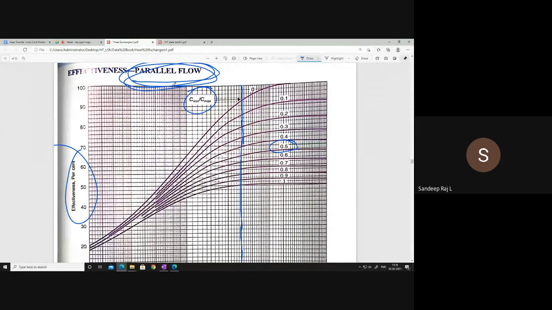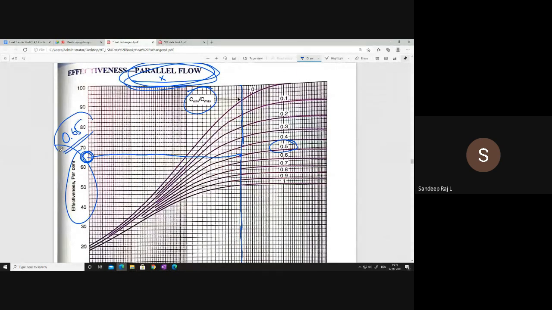So you should not use it for this particular question. Anyway, let us say it is a parallel flow, and then use it. Then we will move to here. Okay, what is the value that I've got? It is between 0.6 and 0.7. So the value is 0.65.